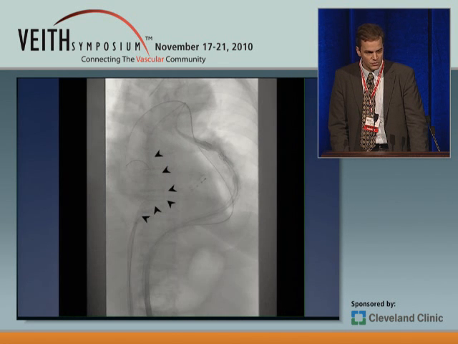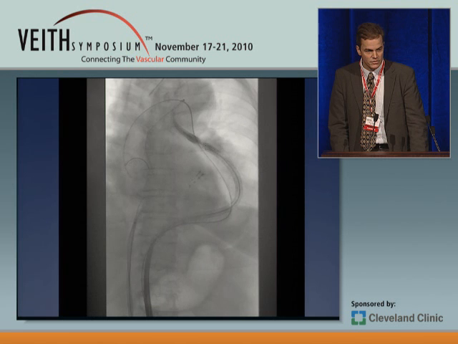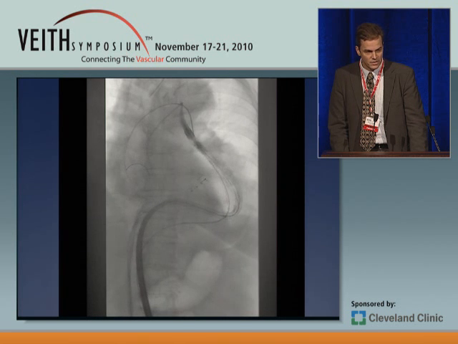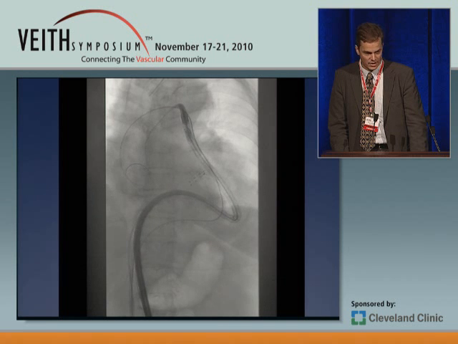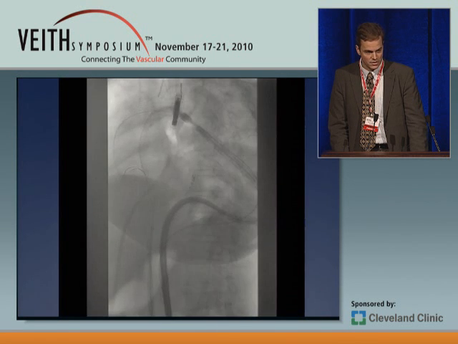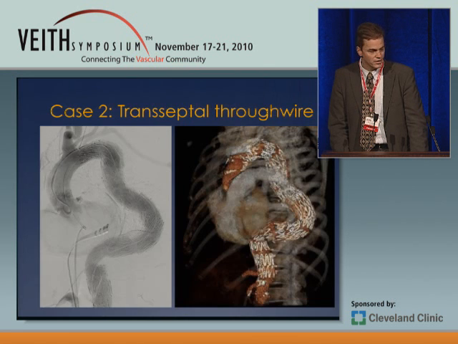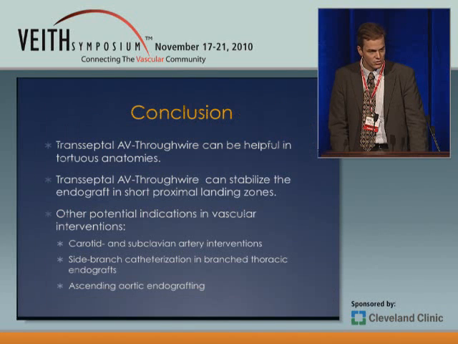And you see in this situation we already had placed the transeptal through wire, and this allowed us to also slowly but steadily move this thoracic endograft up. And this is the last bit of the introduction of the stent graft. You see that it needs a fair amount of pulling to get it around the curve, and here you see the result.